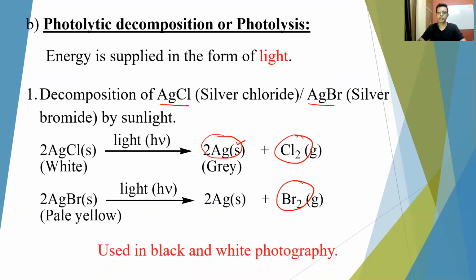Then these 2 reactions, decomposition of silver chloride and silver bromide, were used in black and white photography. So this question is also asked in the exam: name a photochemical decomposition reaction which is used in black and white photography. So this was asked in the board exam earlier.